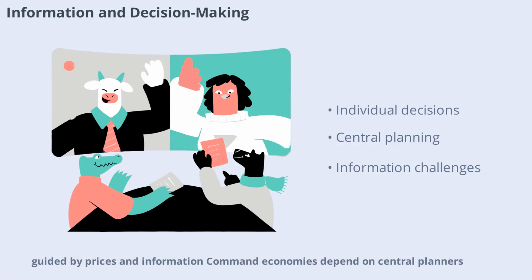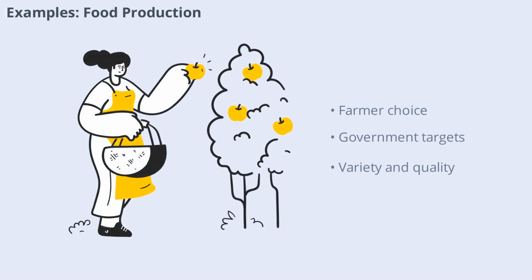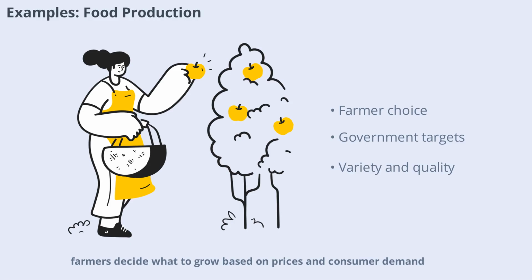Command economies depend on central planners who may not have all the information needed to make the best choices. This difference affects how efficiently resources are used. Consider food production. In a market economy, farmers decide what to grow based on prices and consumer demand. In a command economy, the government sets production targets and allocates resources. The results can be very different, affecting availability, variety, and quality.